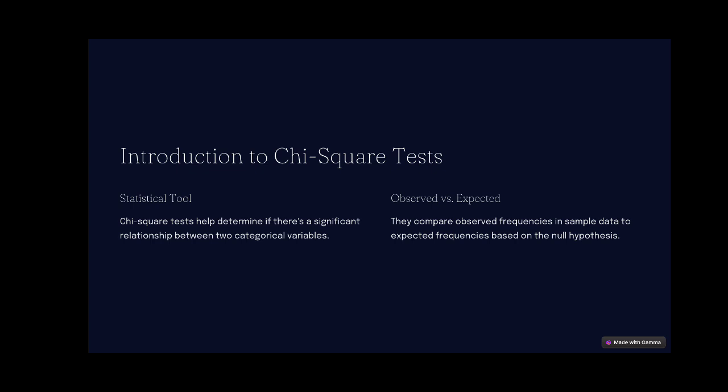Actually, this test was developed by Professor Karl Pearson. We all must have heard about Professor Karl Pearson. He's quite famous, right? He developed this test in 1900. Chi-square test is one of the simplest and most widely used non-parametric tests in statistical work.